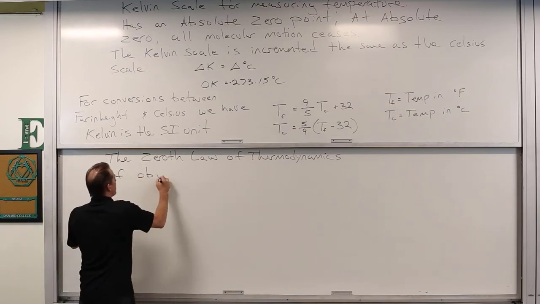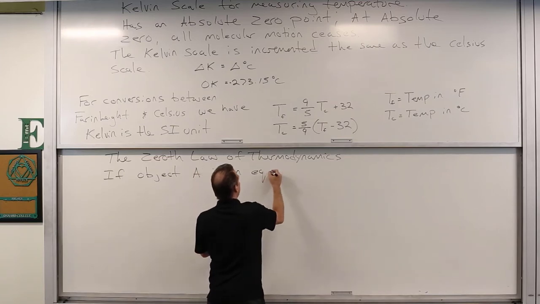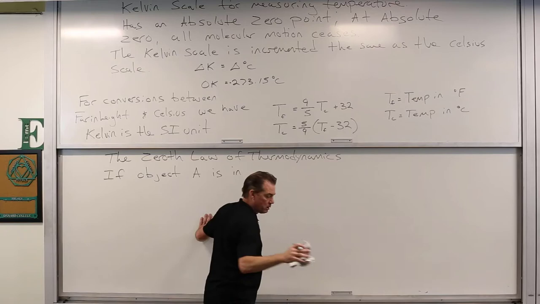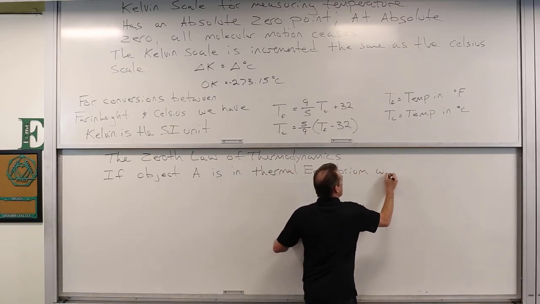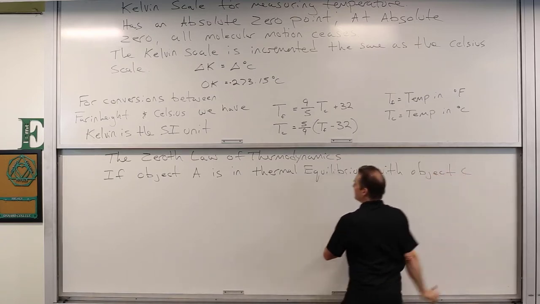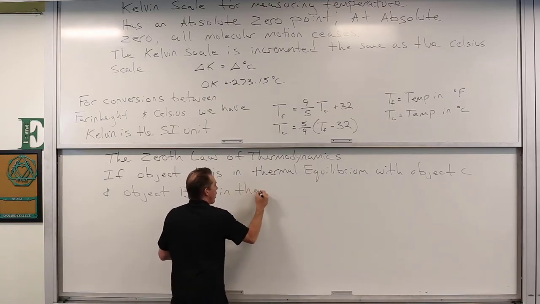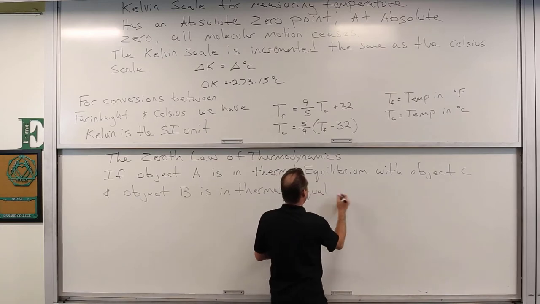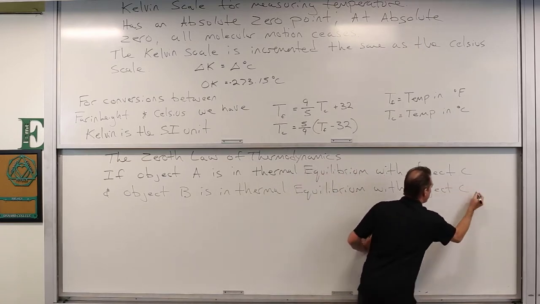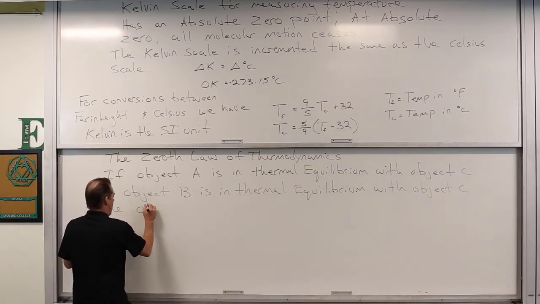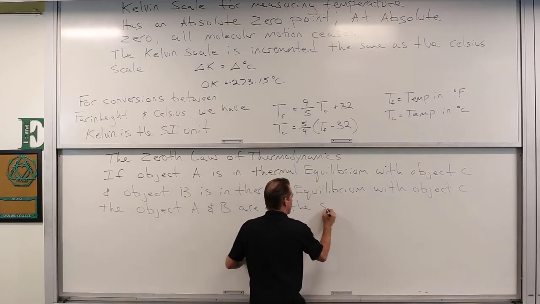If object A is in thermal equilibrium with object C, and object B is in thermal equilibrium with object C, then object A and B are at the same temperature.